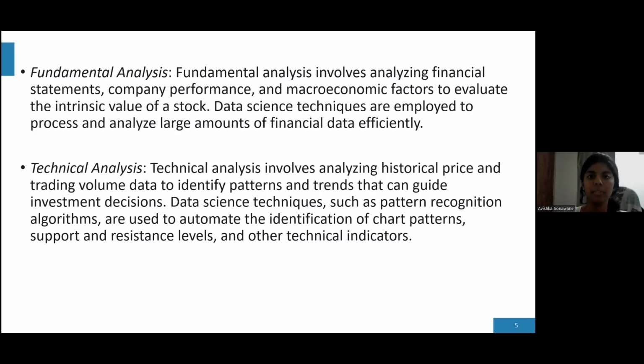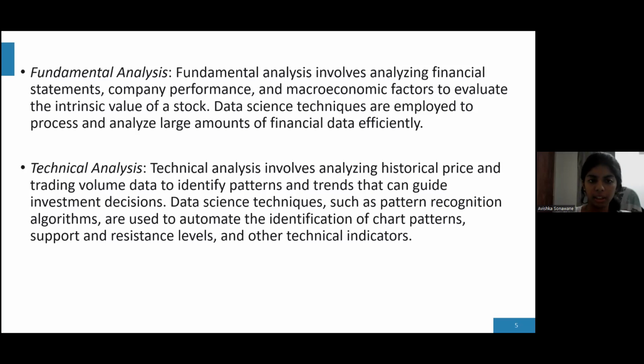Fundamental analysis. Fundamental analysis involves analyzing financial statements, company performance, and macroeconomic factors to determine the intrinsic value of a stock. Data science techniques are employed to process and analyze a large amount of financial data efficiently.